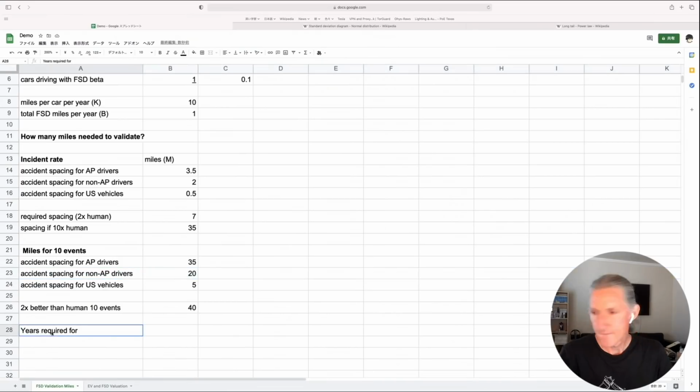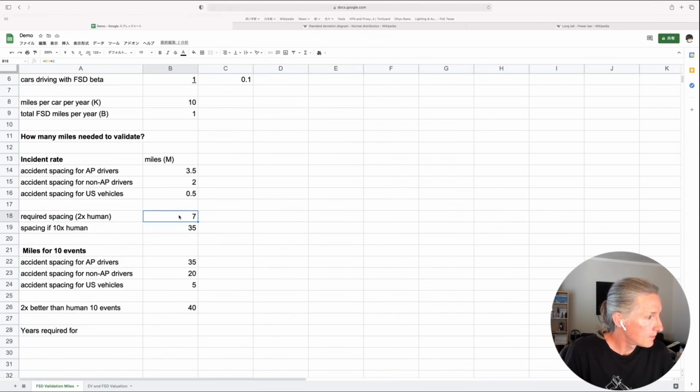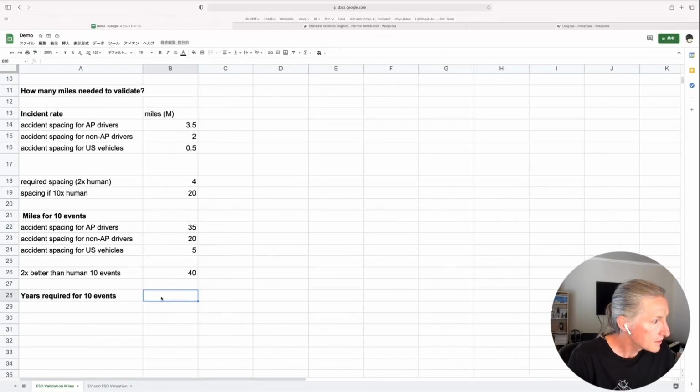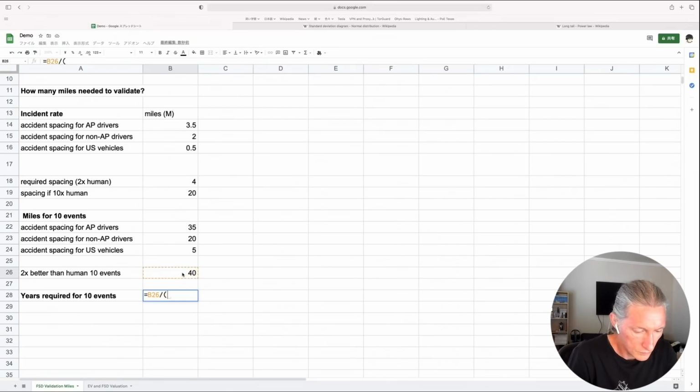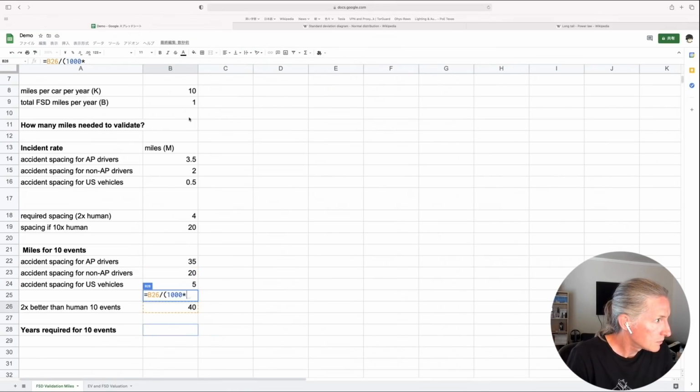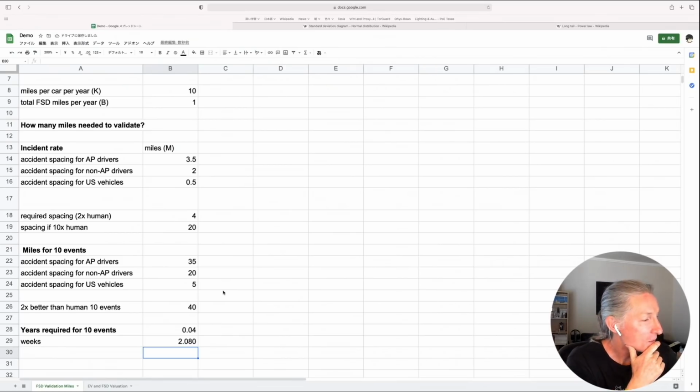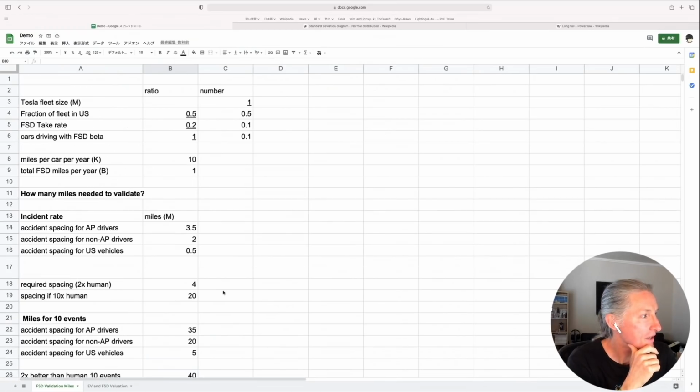Quick correction: line 18B should be 4 and 19B should be 20. Years required for 10 events is going to be, let's see, 40 million miles. Okay, now we got a model. Maybe we want weeks since it's not very many years. So it takes 2 weeks of gathering data, given all this stuff that we have right here.